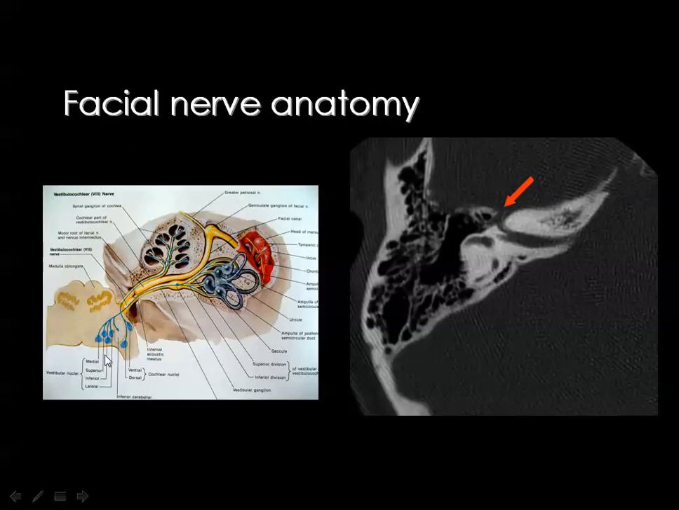Then we discuss the course of the facial nerve through the petrous bone. You know that the facial nerve arises from the brainstem. It will pass through the cerebellopontine angle cistern, then it will enter the internal auditory canal together with the vestibulocochlear nerve. Then this nerve will exit through the internal auditory canal. As you can see here, this is the internal auditory canal, and this is the exit pathway of the facial nerve.